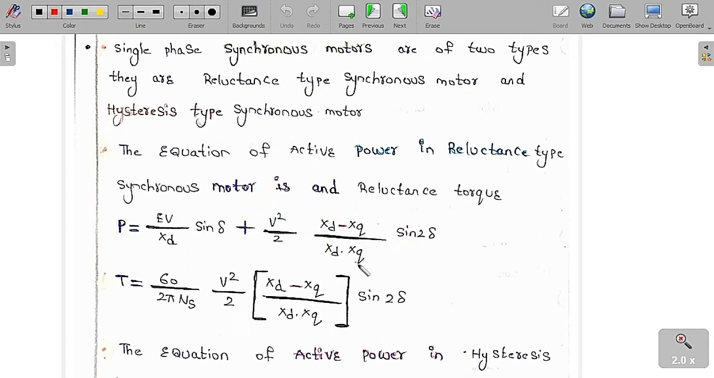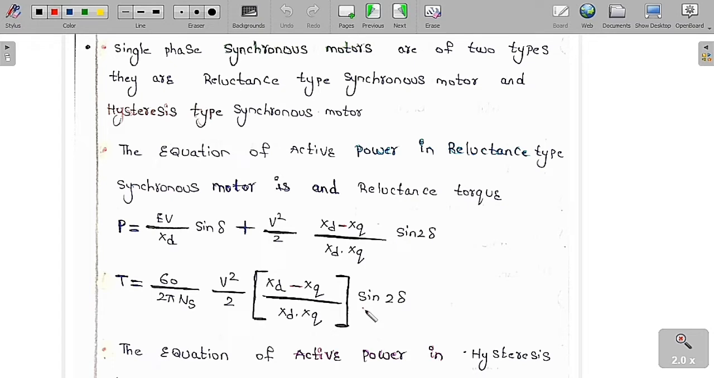So P is equal to T into omega, T is equal to P by omega. If you divide this by omega, we get T is equal to 1 by omega, which is 2 pi Ns by 60, into V square by 2 into (XD minus XQ) by (XD into XQ) into sin 2 delta. So P is a function of sin delta and sin 2 delta, but T is a function of only sin 2 delta. So these two formulas we always have to remember.